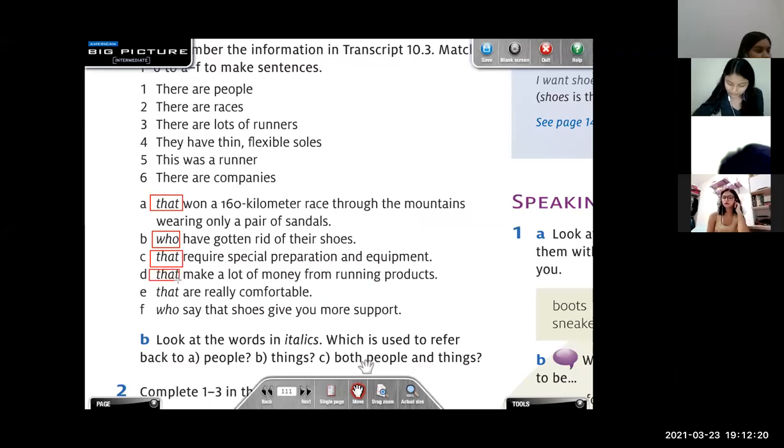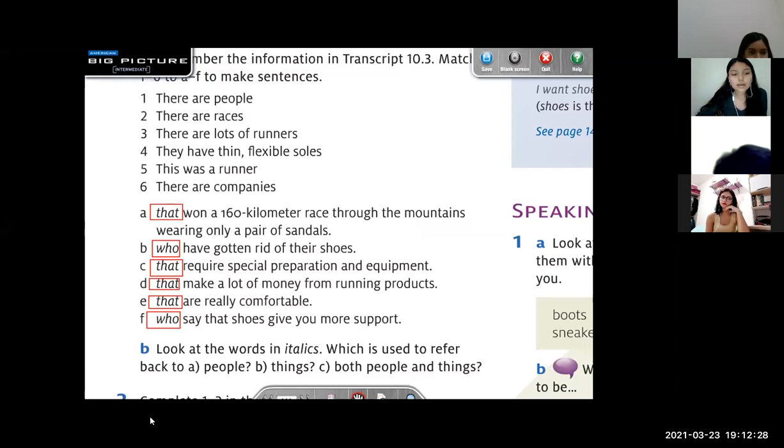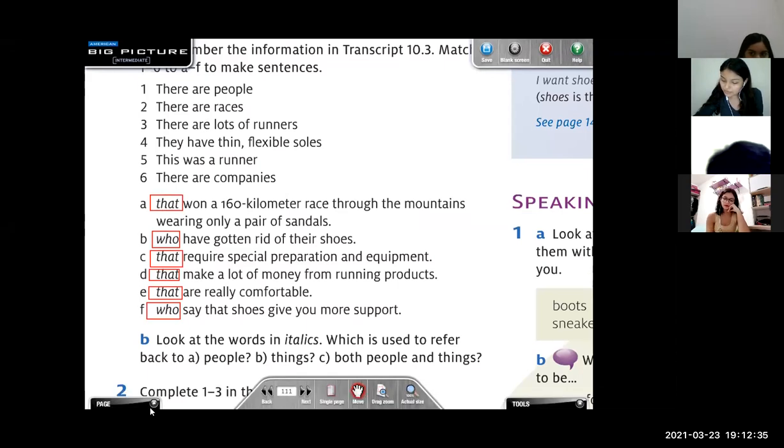What are these? That, who. How do we call this? ¿Cómo se llama esto en inglés? Linking words. Not exactly, no. Any other ideas? No? Okay, we are going to learn about these words.